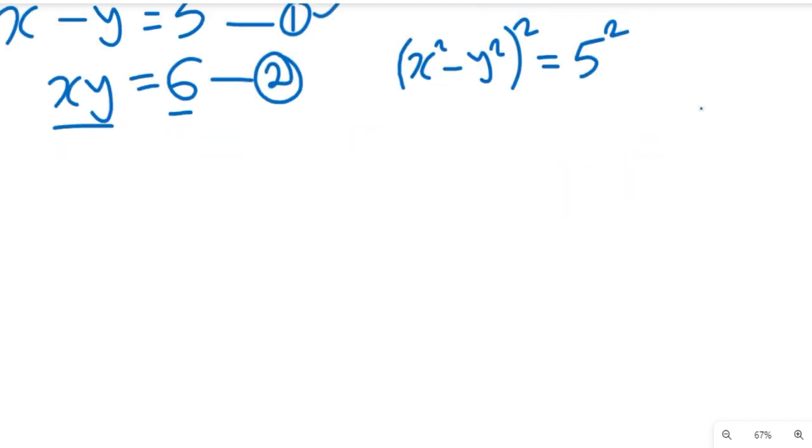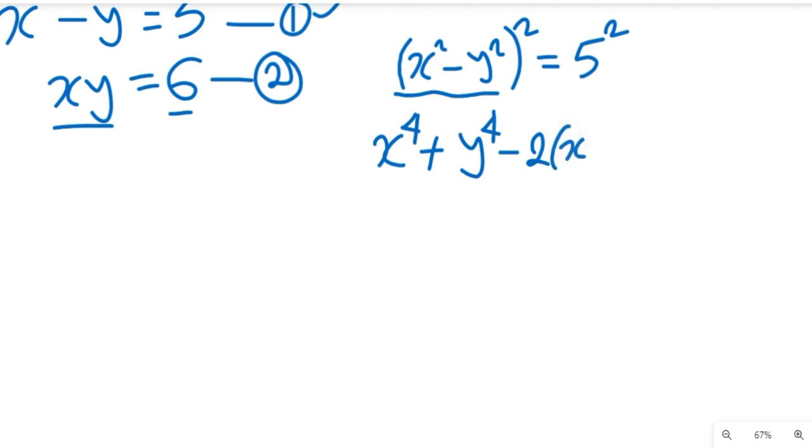So let's simplify this side using the binomial theorem. From the binomial theorem, the first term squared will give us x to the power of 4, plus the second term squared will give us y to the power of 4, minus 2 times the first term squared multiplied by the second term squared. That will give us (xy) all squared equal to 25.